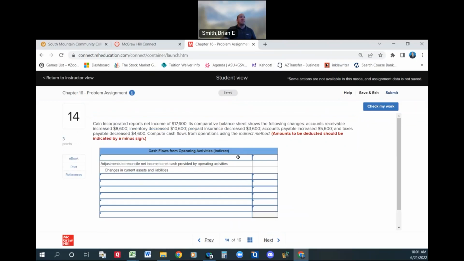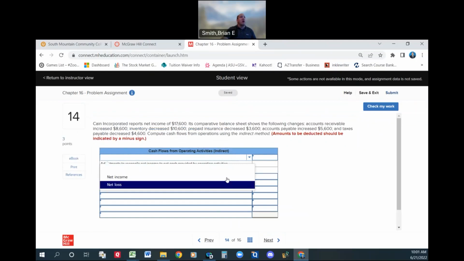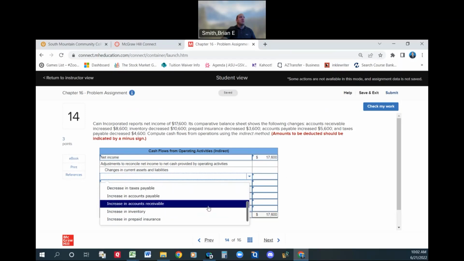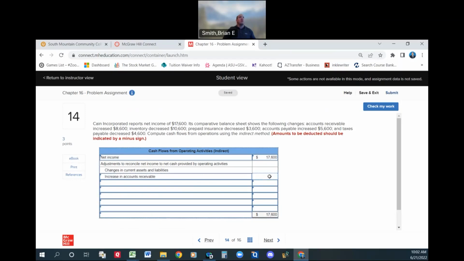Cash flow from operating activities using the indirect method, all right? So right here, we're going to click net income. It was 17. This is basically doing the operating activities section of the cash flow statement. Changes in current assets and liabilities. Comparative balance sheet shows the following accounts. Accounts receivable increased. So we're going to decrease it by 8,600.